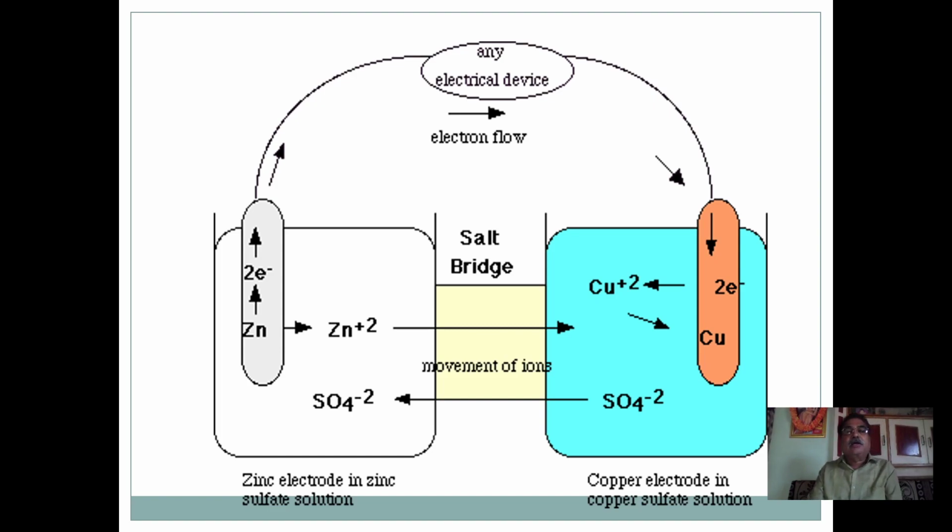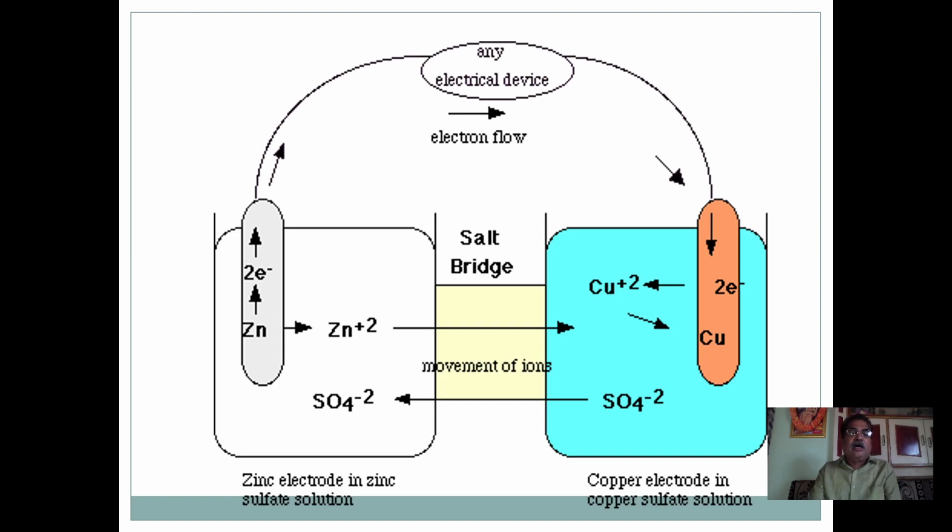Now in the figure, the Daniell cell is shown. In the Daniell cell, a zinc rod is dipped into zinc sulfate solution. This electrode acts as the anode, while a copper rod dipped into copper sulfate solution acts as the cathode. Now these two electrodes are connected to each other by an electrical device such as a voltmeter or potentiometer.